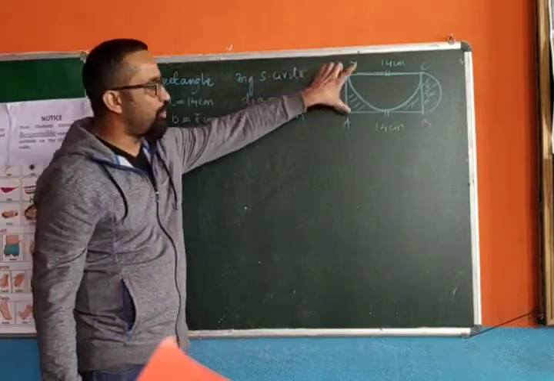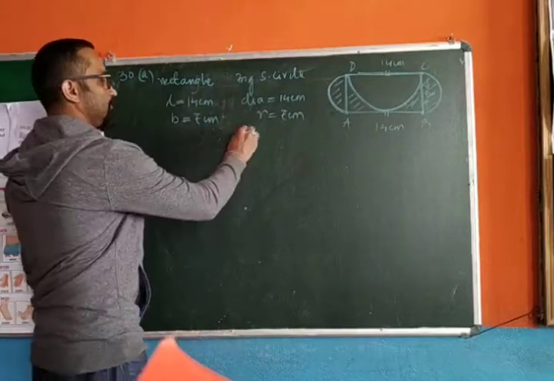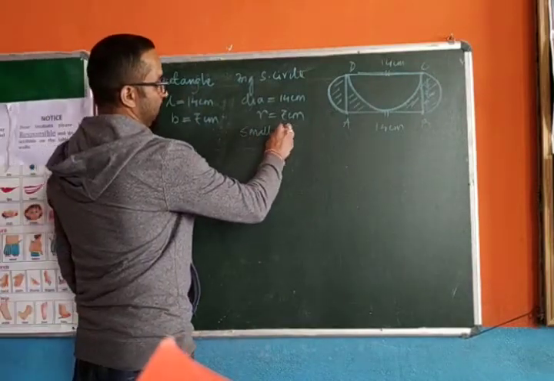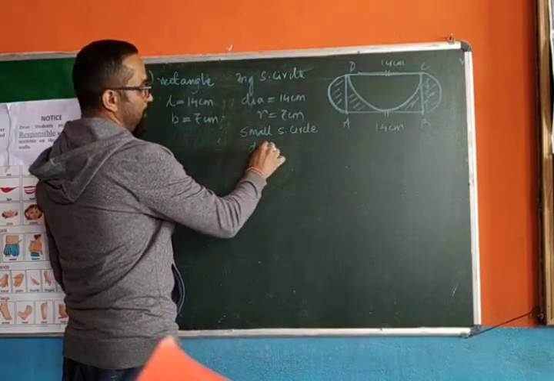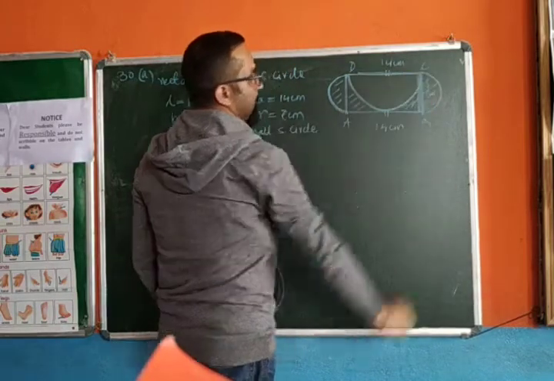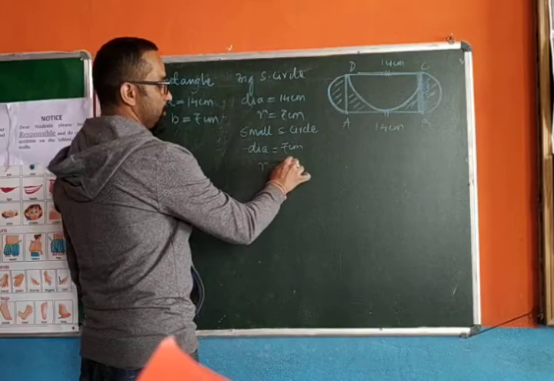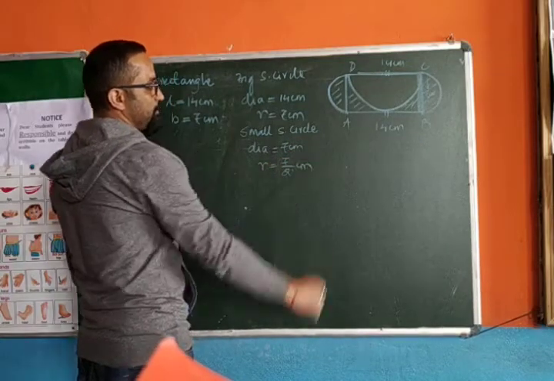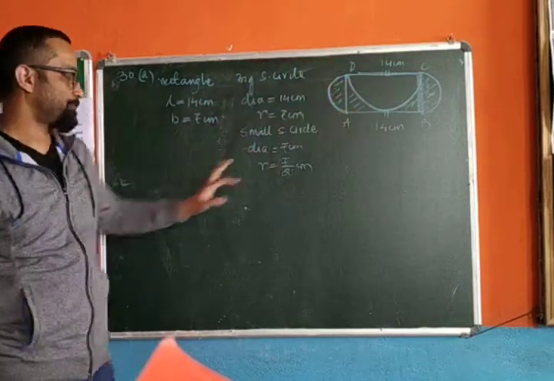There are 2 small semicircles at the sides of the rectangle. Small semicircle. Diameter is given. This entire part is the diameter of small semicircle, that is 7 centimeter. We get the radius 7 by 2 centimeter. You know all the dimensions of the given figure.